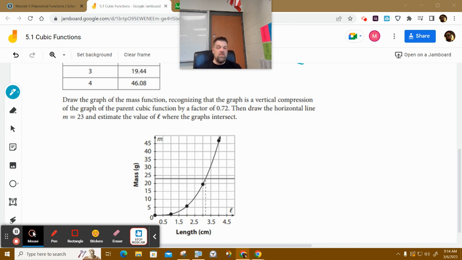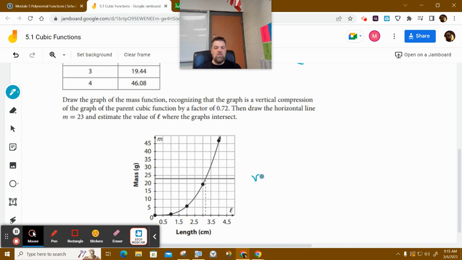So then what they want us to do is a vertical compression of the parent function by a factor of 0.72. It says, then draw a horizontal line at m equals 23 and estimate the value of L where the graph intersects. Okay, so go ahead and sketch that out. I'm watching you as you sketch things out, giving you time to finish writing everything down. In other words, this is what the table of values looks like when you graph them.